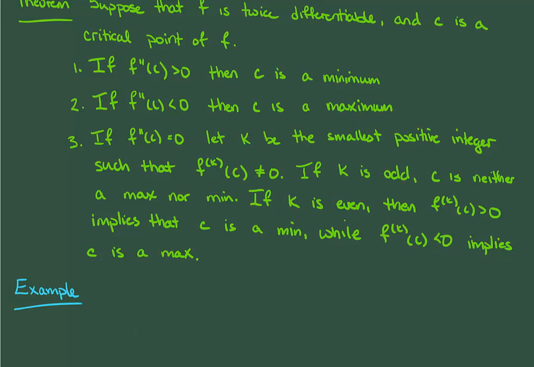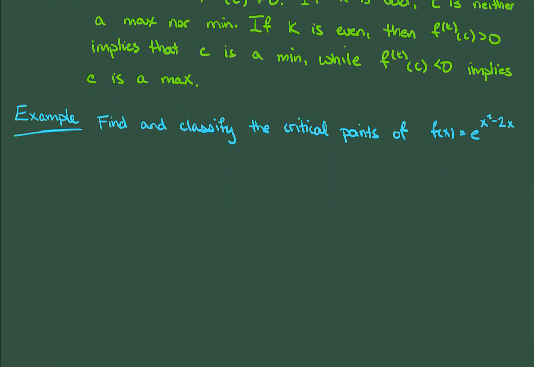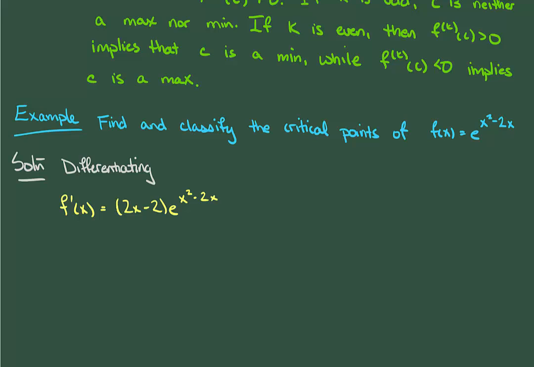Let's start off with a nice function. Let's find and classify the critical points of e to the x squared minus 2x. First things first, of course we have to find the first derivative, and using the chain rule we get this. Now the exponential is never 0, so the only critical point occurs when 2x minus 2 is equal to 0, or namely when x is equal to 1.